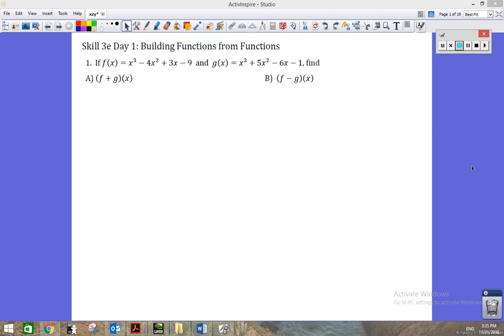Let's take a look at these building functions from functions. We've got two functions. They've just called them f and g, and we're using f and g to create new functions, and then also we'll want to find the domain of these new functions. So here for a and b, it's just asking you to combine like terms. So for a, we'll add f of x and g of x together.